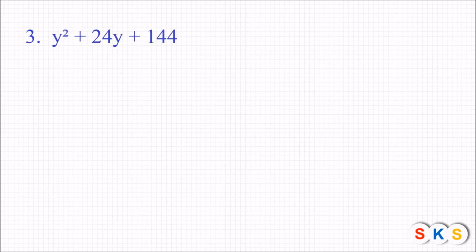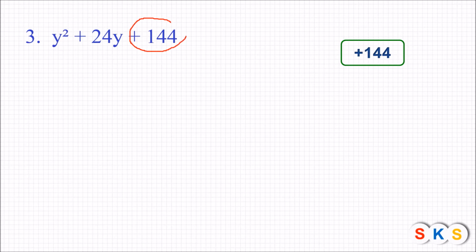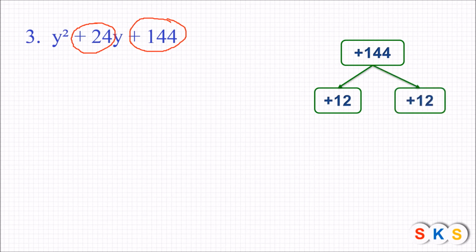Question number 3. y square plus 24y plus 144. Look at the last term of this question. It's plus 144. Now we are going to find two numbers such that when you multiply them, you get plus 144, and when you add them, you get plus 24. Those two numbers are plus 12, that is the first number, and the second number is plus 12.